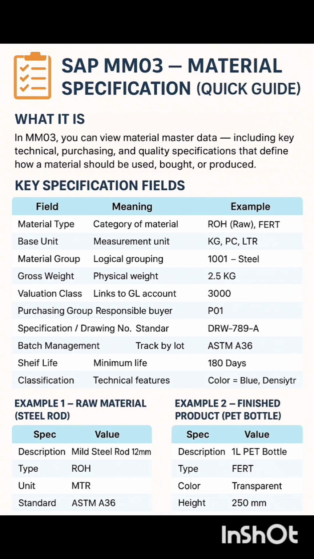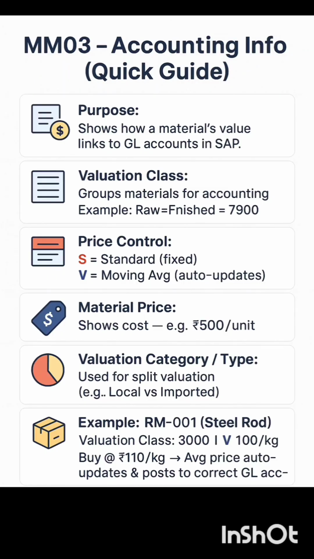Similarly, another example for finished product, that is PET bottle. So its description is 1 liter PET bottle. Type is FERT, finished good, color is transparent, and height is 250 mm. So using MM03, you can get data of all material specifications of any material code. Let's take a quick view of accounting info in MM03.